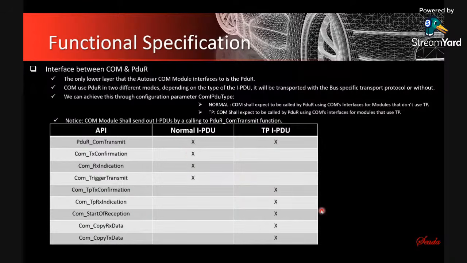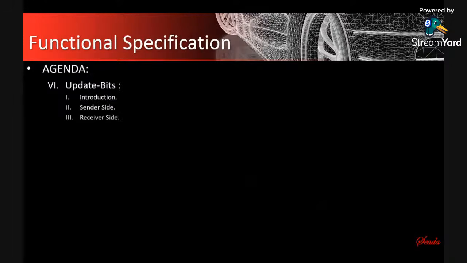Okay. This is for normal IBDU and for TB IBDU. And then this is the most important part. I think we could stop after the update bits because this is too much information. In the update bits, it's very important to know that it's one of the most efficient ways in the COM to save time, to save the software time and to make it more efficient.